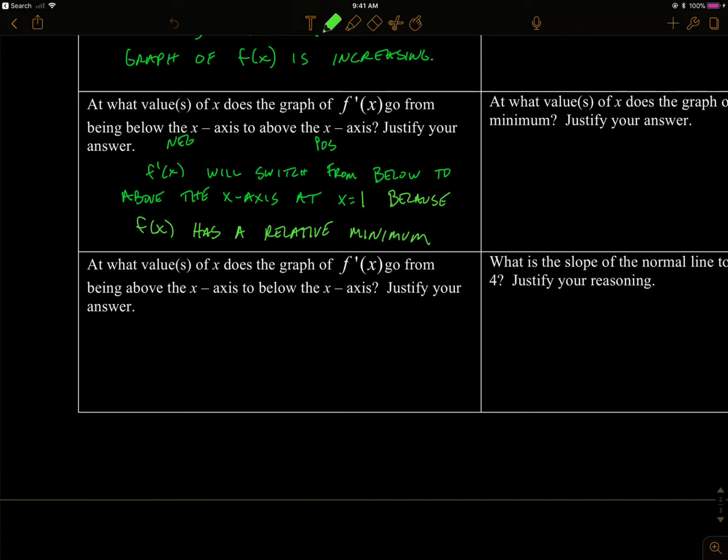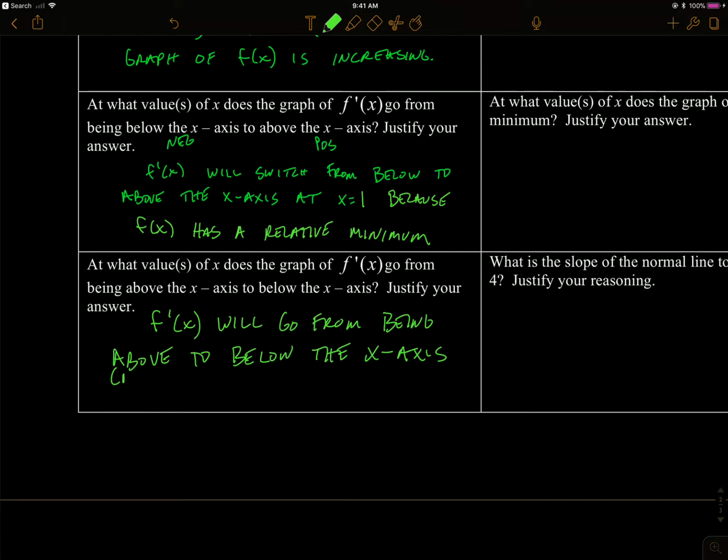Okay, so we're going to finish off this section of notes. So we want to restate the question here. F prime of x will go from being above to below the x-axis, which, above means it's positive, and when it's below, that means it's negative.